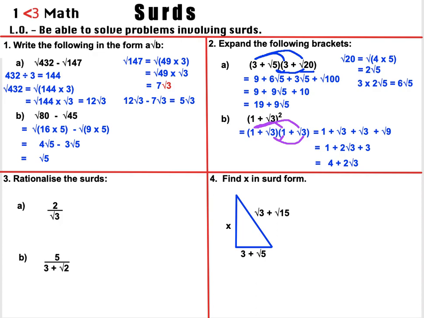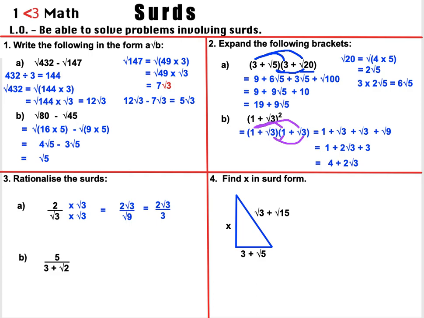Okay? Now rationalizing the surds. This means we need to get rid of the surd on the denominator. Part A, all we need to do is multiply top and bottom, to keep it equivalent, by root 3. So our numerator is going to become 2 root 3. Our denominator, root 3 times root 3, is root 9, and the root of 9 is 3. So our solution is 2 root 3 divided by 3.